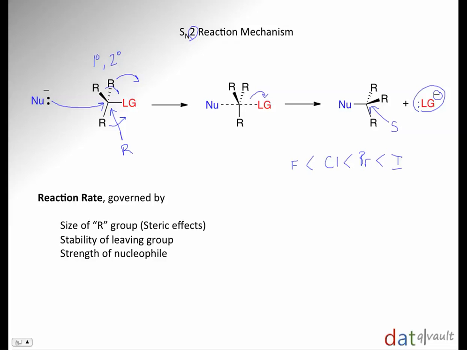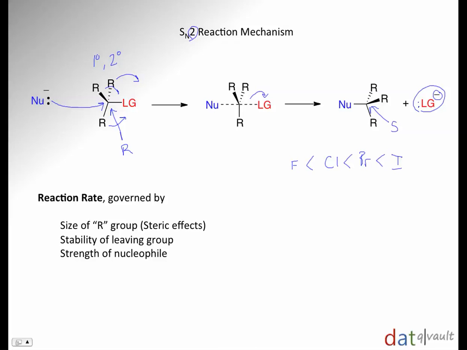Also, the reaction rate is governed by the strength of the nucleophile. So the stronger this nucleophile is, the faster the reaction is actually going to happen. You can determine the strength of a nucleophile more or less based on the stability of the nucleophile. A less stable nucleophile is going to want to attack this carbon center faster.